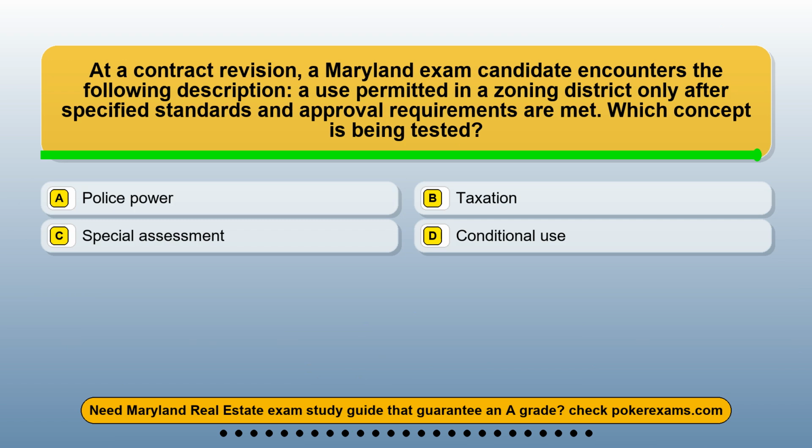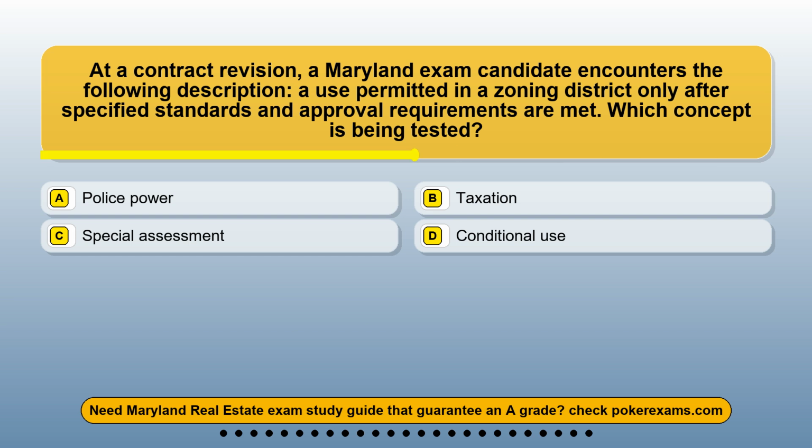Question 13. At a contract revision, a Maryland exam candidate encounters the following description: a use permitted in a zoning district only after specified standards and approval requirements are met. Which concept is being tested? Option A. Police power. Option B. Taxation. Option C. Special assessment. Option D. Conditional use.